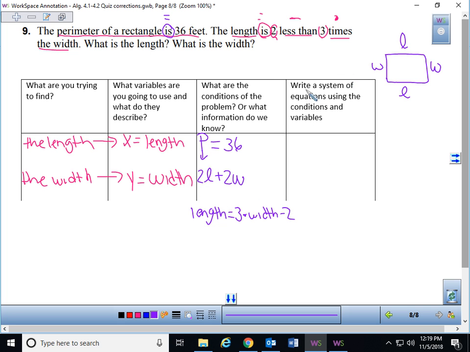Let's put this all together now. Write a system using the conditions and the variables. Well, perimeter is 2 length plus 2 width. My length is x, so I'm going to have 2x plus 2 width, which is y, and it's supposed to equal 36. Then I know the length, or x, equals 3 times my width, and my width is y, so I have 3y minus 2. There's my system. And again, this is another substitution problem. I already have one variable solved, so I'm just going to plug that into the top equation.